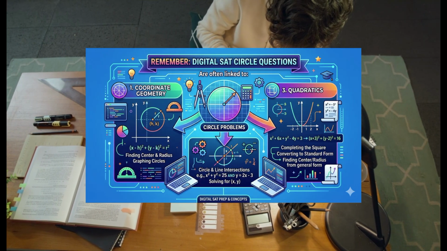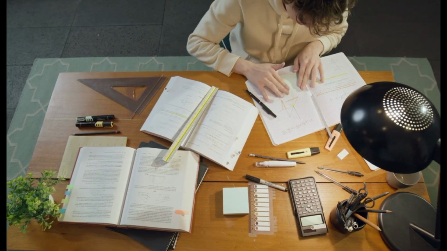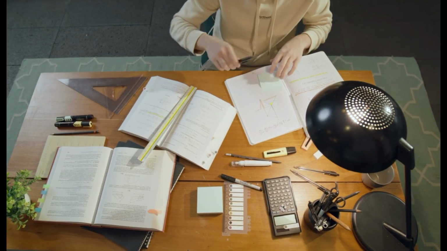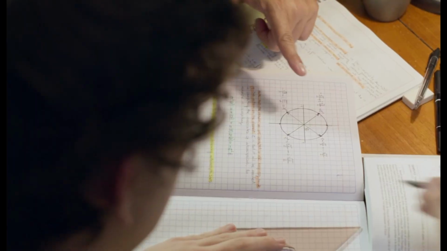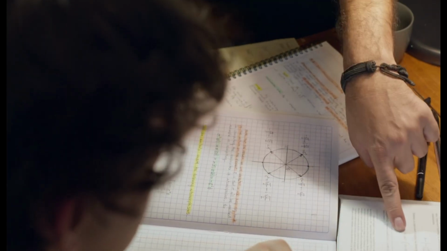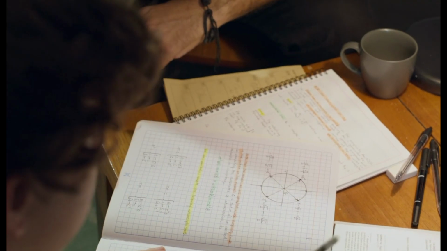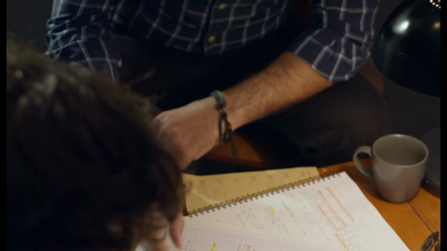You should also know that circle questions are often connected to other SAT topics, such as systems of equations, quadratics, and coordinate geometry. The test makers love combining concepts because they want to measure problem-solving ability, not just memorization. That's why learning shortcuts and recognizing patterns is often more important than learning complicated procedures.